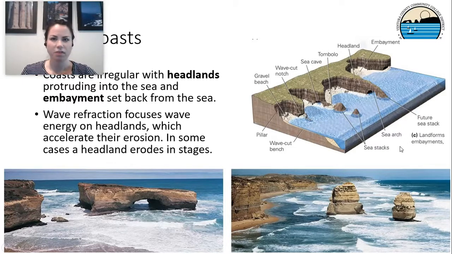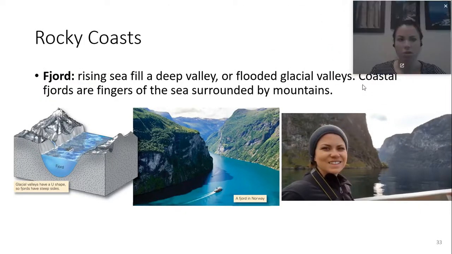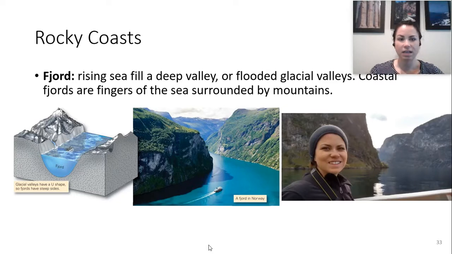So in some areas we have deposition, in some areas we have erosion. Okay, next up is a rocky coast, a fjord. This is where we have rising sea fill in a deep valley, typically filled by glacial water or glacial runoff. And coastal fjords are fingers of the sea surrounded by mountains.